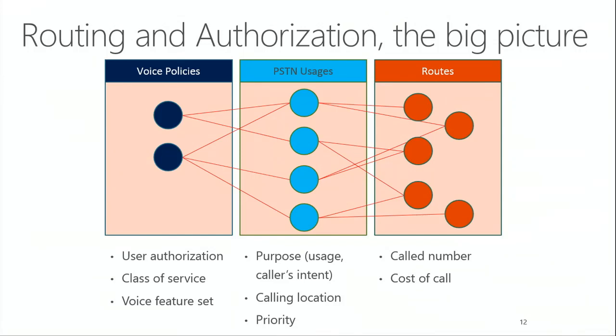So we have these usages assigned to voice policies, right? And then these PSTN usages are connected to the routes. So it's kind of glue. PSTN usage is the glue between voice policy and routes. If they are not associated, they are nothing, so you cannot use them.